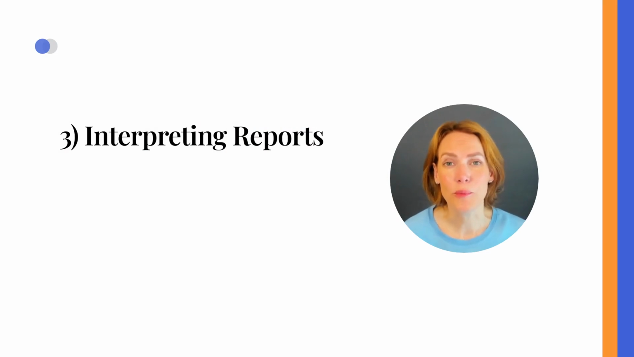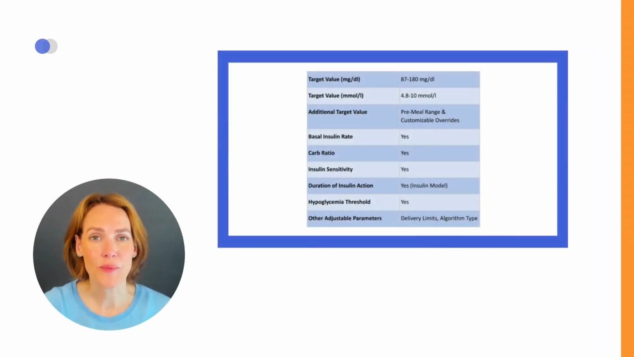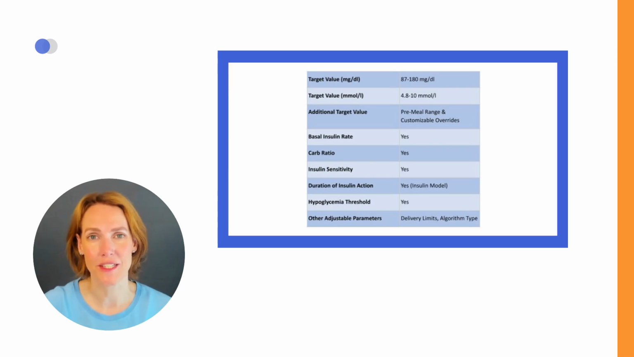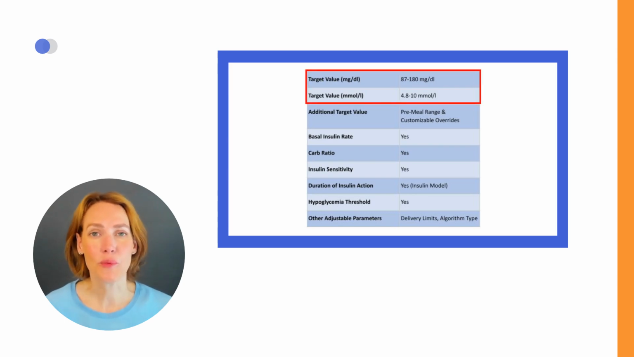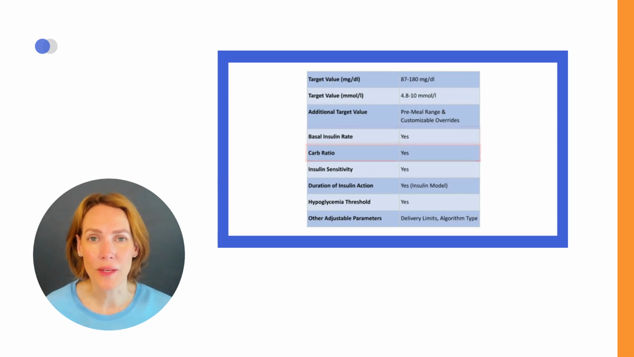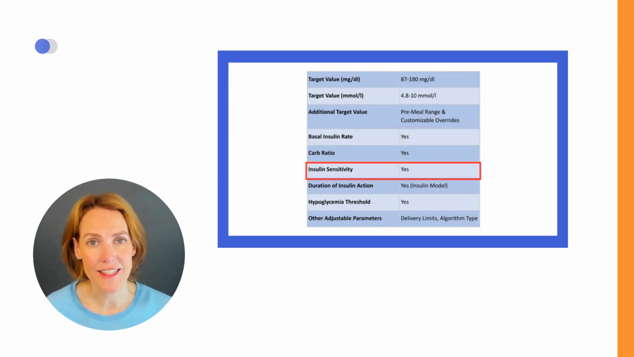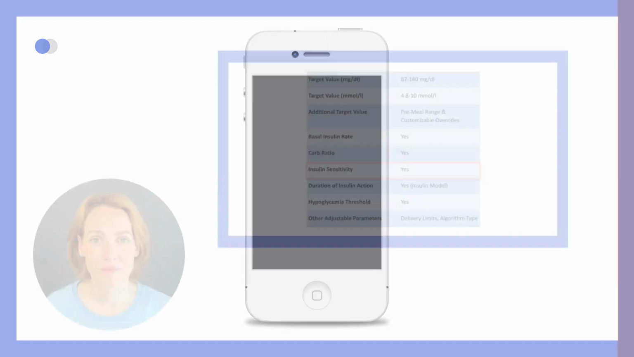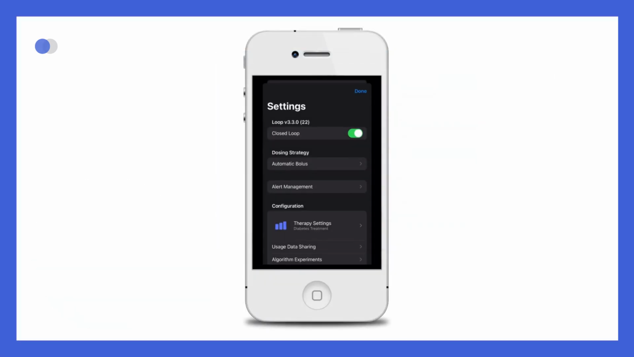3. Interpreting reports. In DIY Loop, the main parameters that can be adjusted are the target value or correction range, carbohydrate ratio, basal insulin rate, and insulin sensitivity. This can be done via the therapy settings in the DIY Loop app. It can be helpful to follow a structured approach when interpreting reports and making adjustments. Here is a detailed guide.